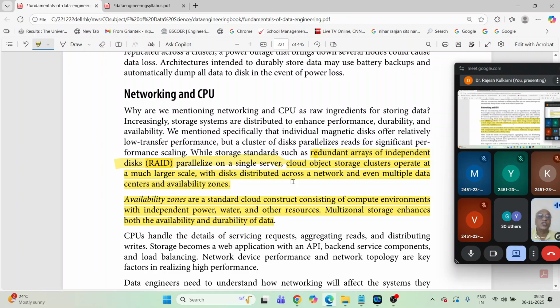Disks are distributed across a network. You have multiple data centers and availability zones. What are availability zones? They are cloud constructs which have a compute environment with separate power, water, all the resources. So you also have multiple zonal storage capabilities, which will increase the availability and durability of the data.